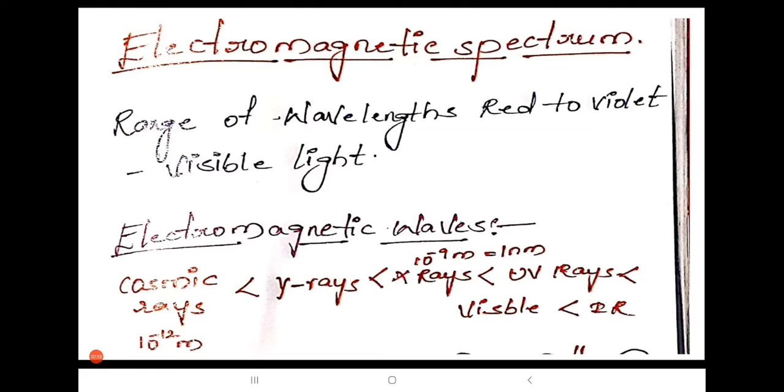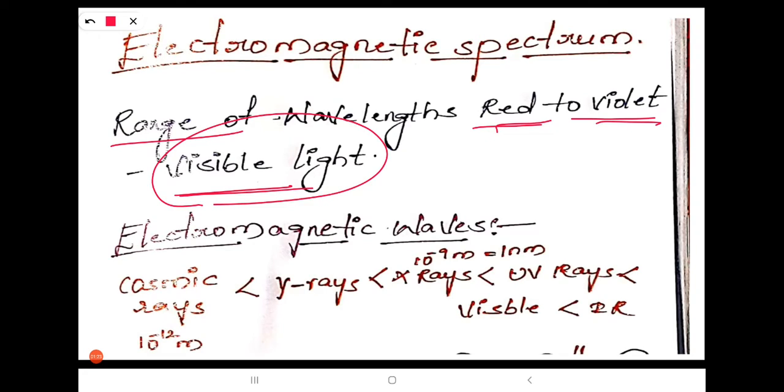The electromagnetic spectrum consists of a continuous range of wavelengths. This range of wavelengths from red to violet is the visible light. Here the electromagnetic spectrum also consists of a continuous range of wavelengths of gamma rays, right?